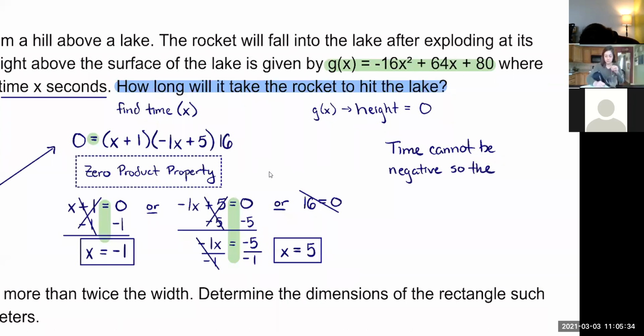So the final answer is that x must equal 5, and I think we were even given the units. I think it was being measured in seconds.